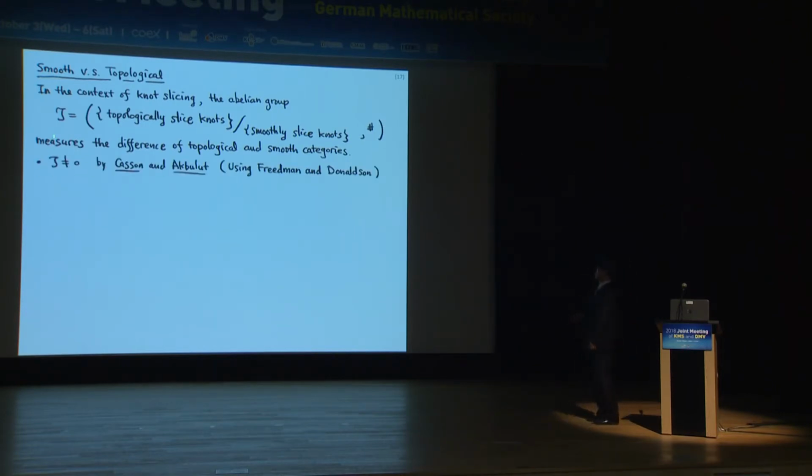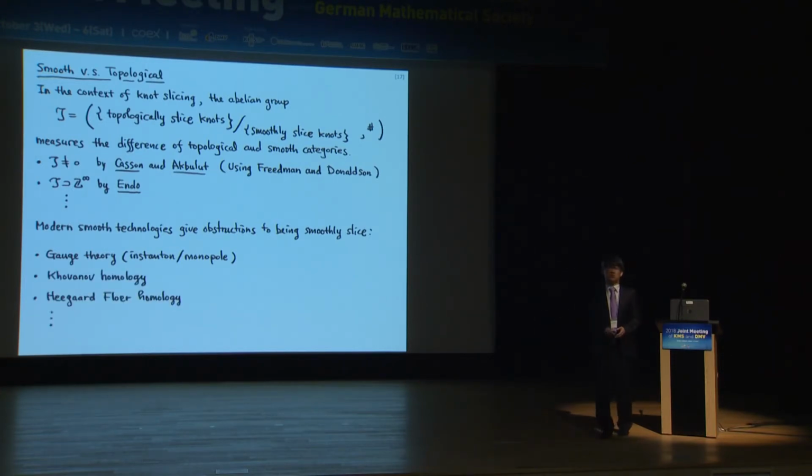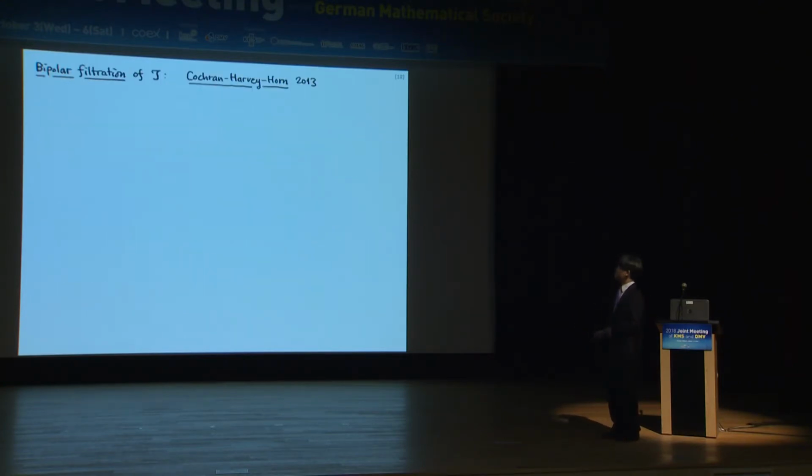And it was shown that this is non-trivial by Akbulut and Casson immediately after the work of Freedman and Donaldson, using their results. And we do know, for instance, that it is of infinite rank due to Endo. And there are many interesting results about this. And modern smooth technologies are often used to obtain obstructions to being smoothly slice, namely to being trivial in this group. So they include gauge theory, both instanton and monopole, and Khovanov homology, Heegaard Floer homology of Ozsváth and Szabó. Many recent technologies are very useful in this study.